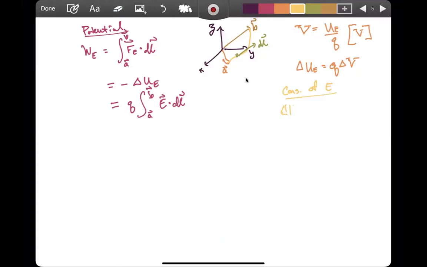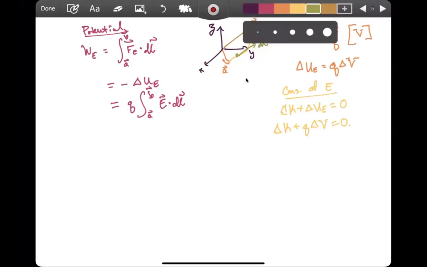The change in kinetic energy plus the change in potential energy, in this case electrostatic, is equal to 0, because again there are no non-conservative forces. Which means we have the change in kinetic energy plus the charge of the particle moving in the potential times the change of potential equal to 0. So this is our conservation of energy.